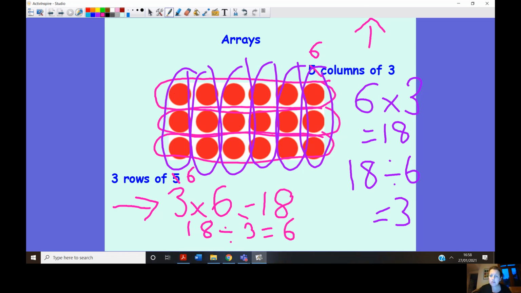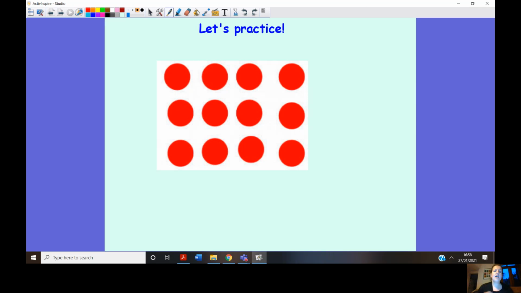It's simple. Let's do another practice. Have a look at this array. You might want to pause. If not, we're going to go straight into looking at how many rows and how many columns, and also doing our inverse. So how many rows have we got? Remember, rows is horizontal. Stay on 3. 1, 2, 3. 3 rows.